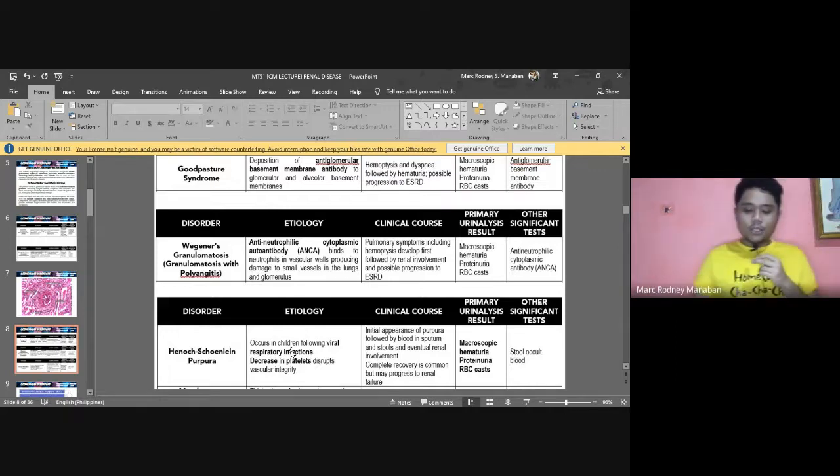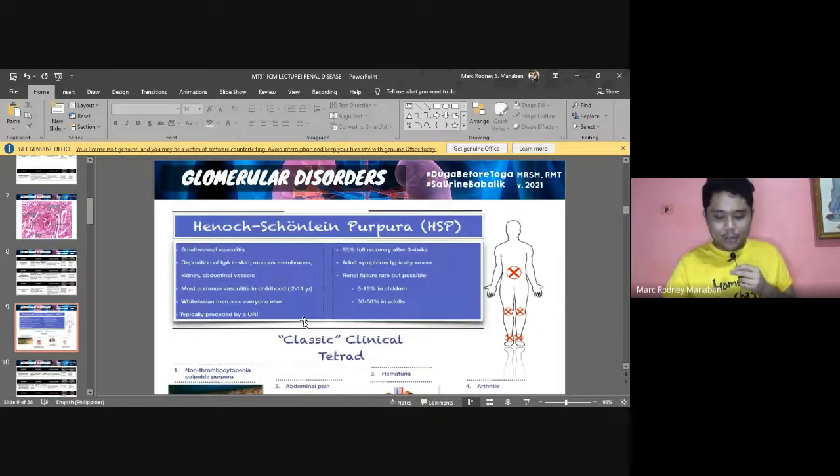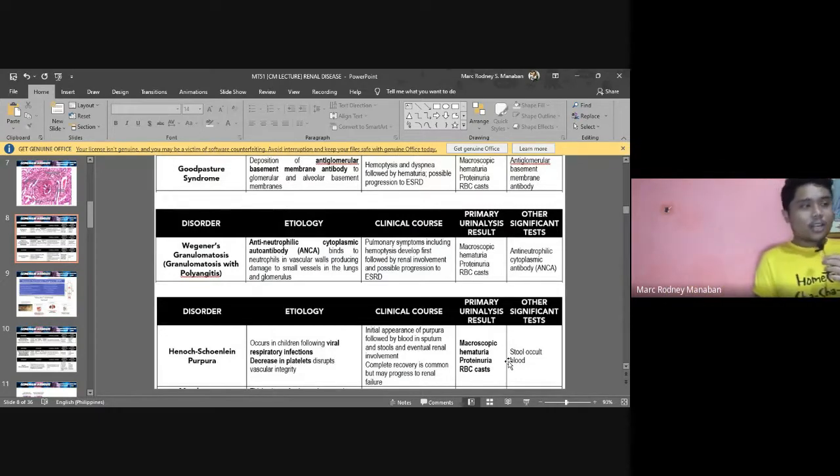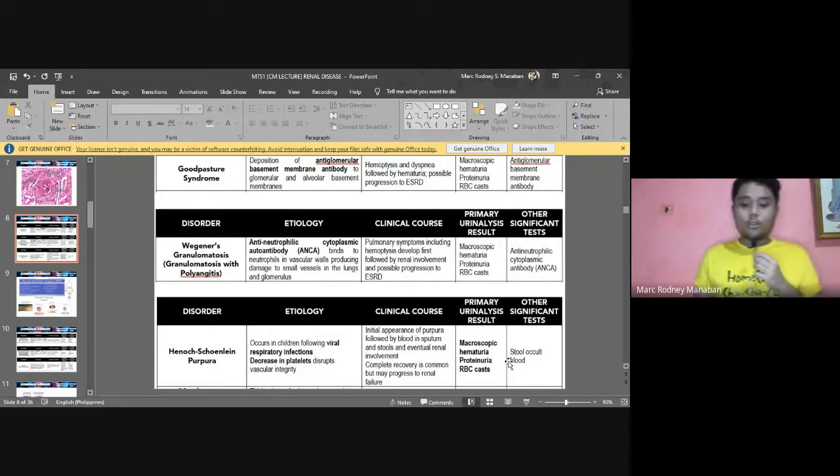So for UA result, there could still be macroscopic hematuria, proteinuria, and RBC casts. As you can see, it is positive, or you can also test for stool occult blood. Because again, it involves vascular integrity. So it is possible that the blood vessels in the intestines are involved, and therefore there could be bleeding there. That's why you can test for stool occult blood.